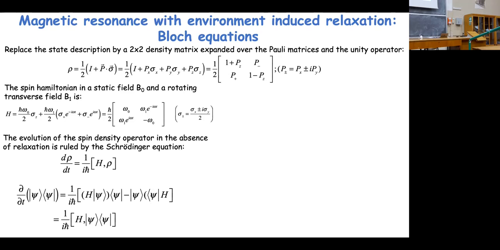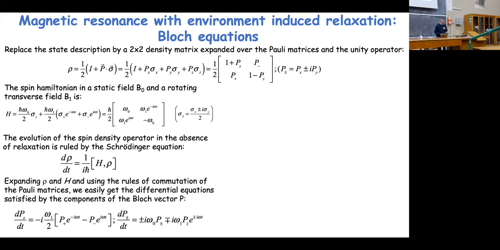So this is just a translation. You translate Schrodinger's equation into density matrix formalism. You have to compute the commutator of the Hamiltonian with rho. And once you do that, you get, after that, it's a very simple exercise because you know the commutation rules between the sigmas.